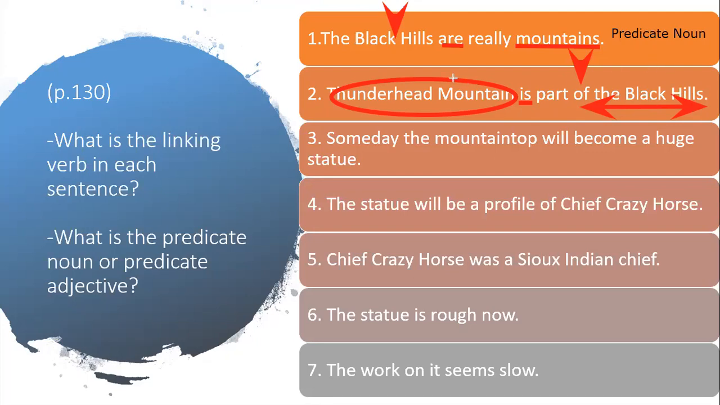So, what do you think the answer is going to be? Come on, I'm going to give you a minute to think of it. Is there a noun that either renames or describes the subject?